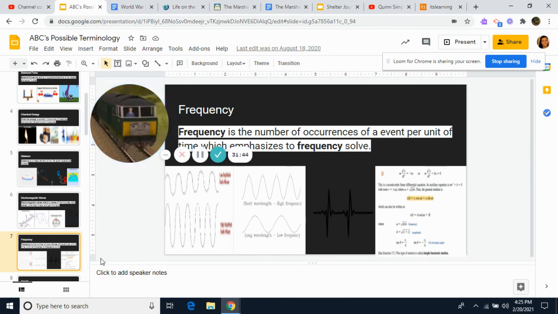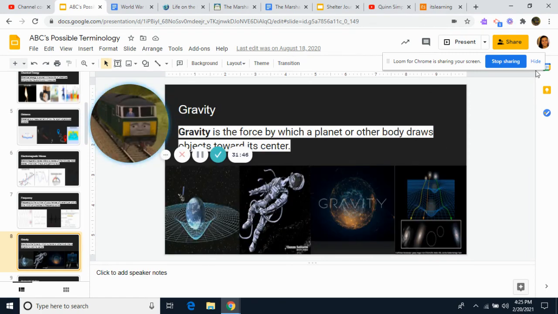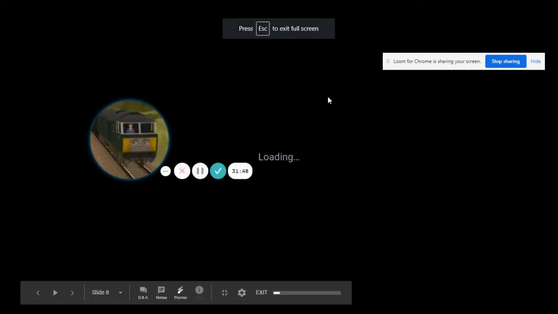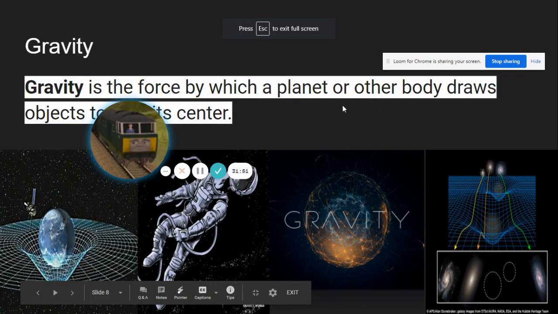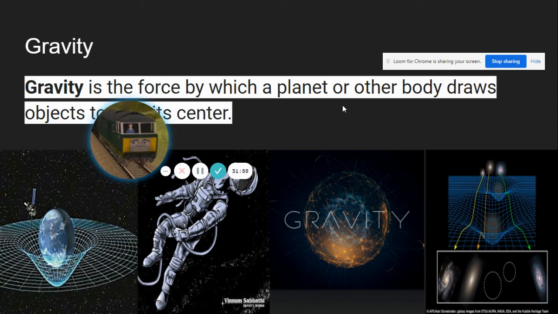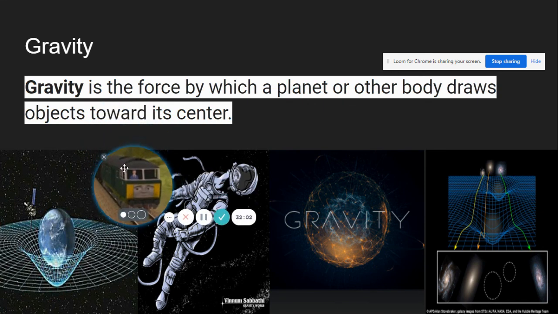All right, one more: gravity, which I like to do. I'm going to save the other parts for part 26, because some questions are better described with Google. So let's talk about gravity, the thing that makes things float in the air. Gravity is a force by which a planet or other body draws objects towards its center.